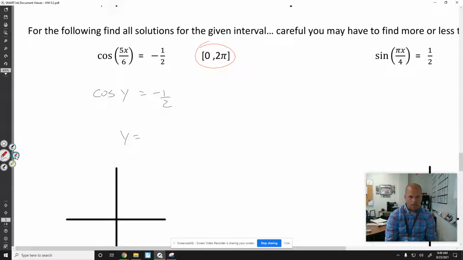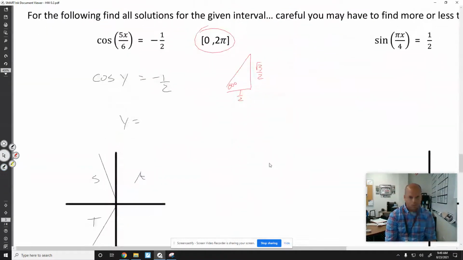Okay, cosine, negative a half. Cosine is adjacent, horizontal. The half is the shorter side. I want the horizontal to be the shorter side. So that's my 60-degree angle, horizontal, that guy. So that's a pi over 3. Cosine's negative here in the second quadrant and here in the third quadrant. So I want the pi over 3 here, and I want the pi over 3 here.